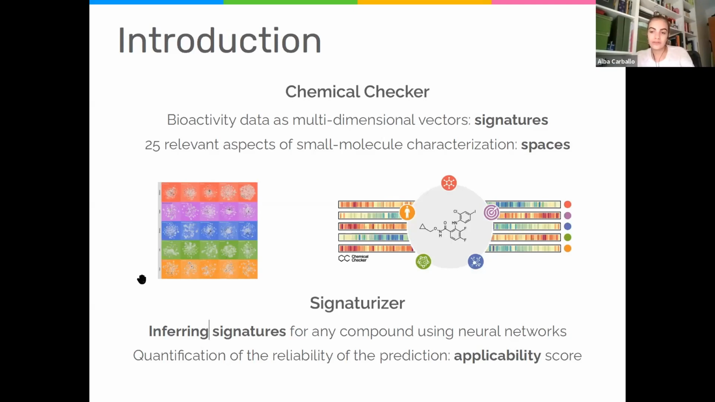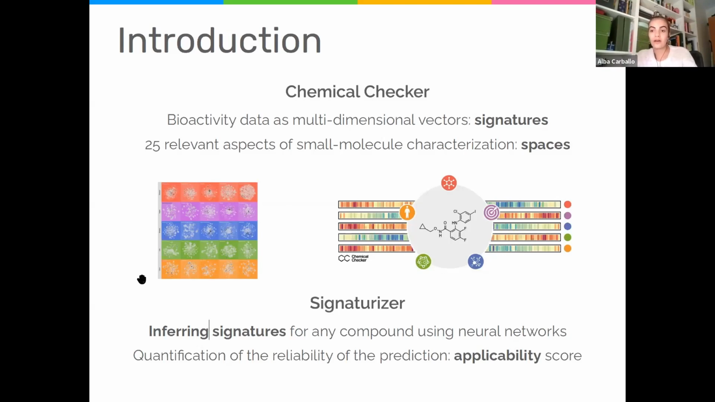For each one of these spaces, we get a 128-dimensional vector that is called the signature for that space. We can then study small molecules for one of these spaces, or we can study several of them by stacking the vectors horizontally. So at the end, we have a wide range of parameters to study.